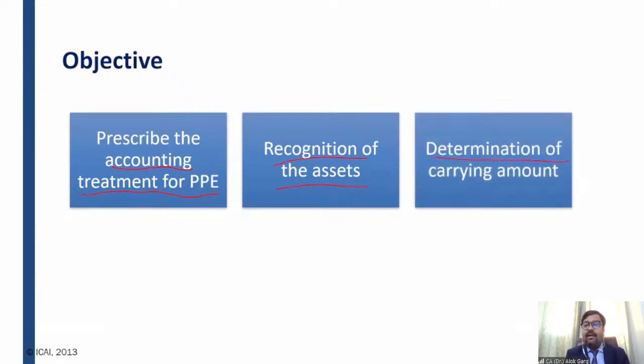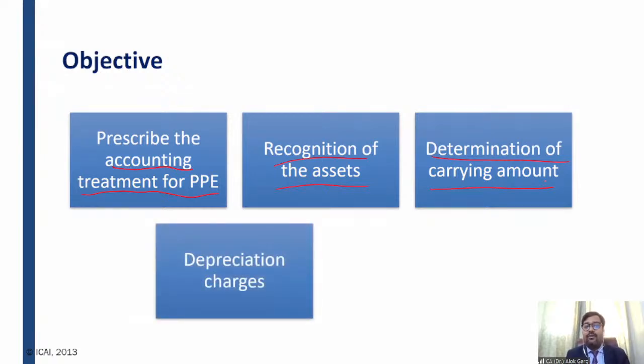Determination of the carrying amount. So what is meant by carrying amount? Carrying amount means an amount at which the asset is carried in the balance sheet. So carrying amount means cost minus accumulated depreciation minus accumulated impairment. So this standard helps you in determination of carrying amount, that what is my original cost, how this depreciation has to be calculated, then impairment needs to be deducted, and then you will arrive at a carrying amount.